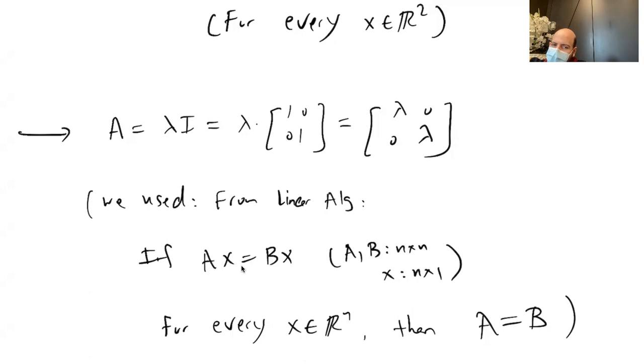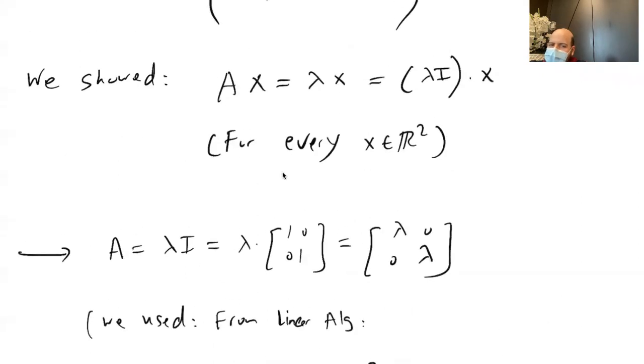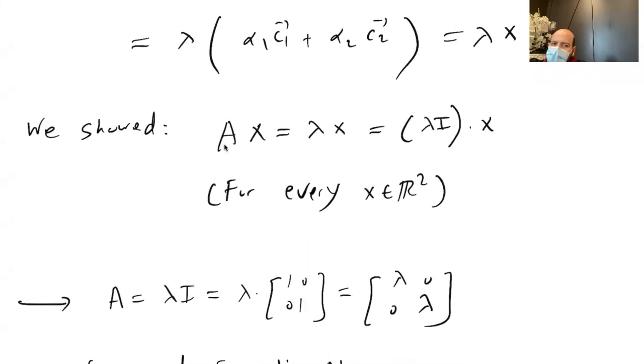There are other ways to see this as well. But in any case, if you have two matrices whose action on every X is the same, those matrices must be the same, which is the case here. Therefore, we conclude that A is the same as lambda I. So we proved both directions.